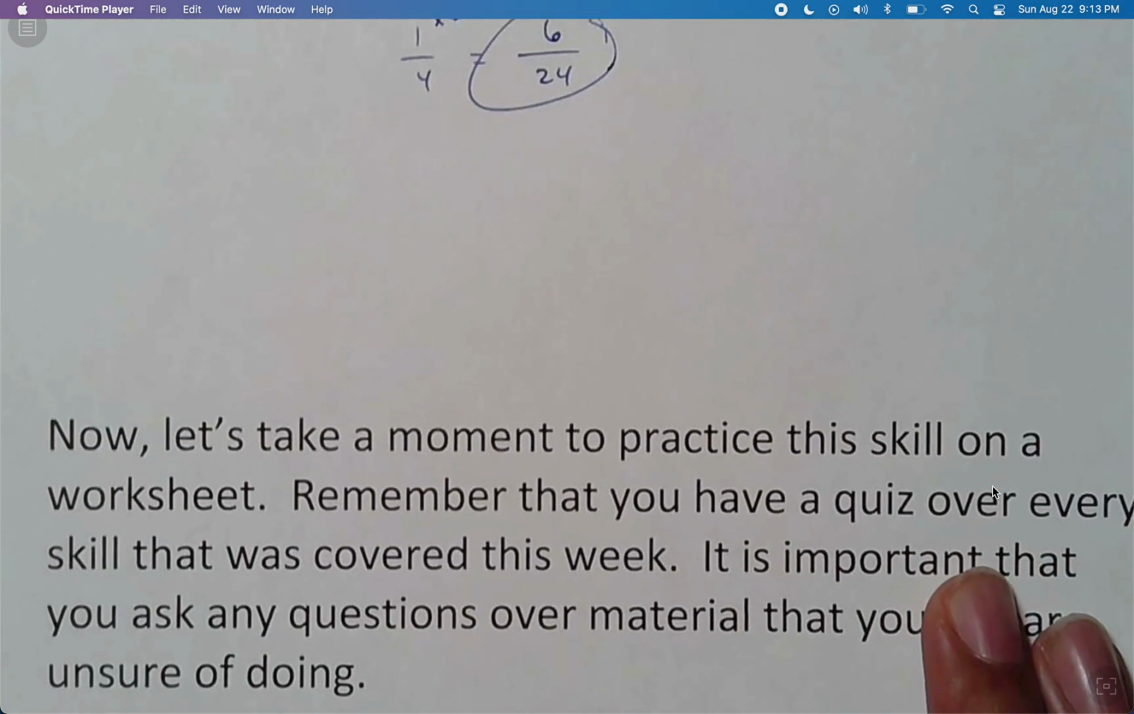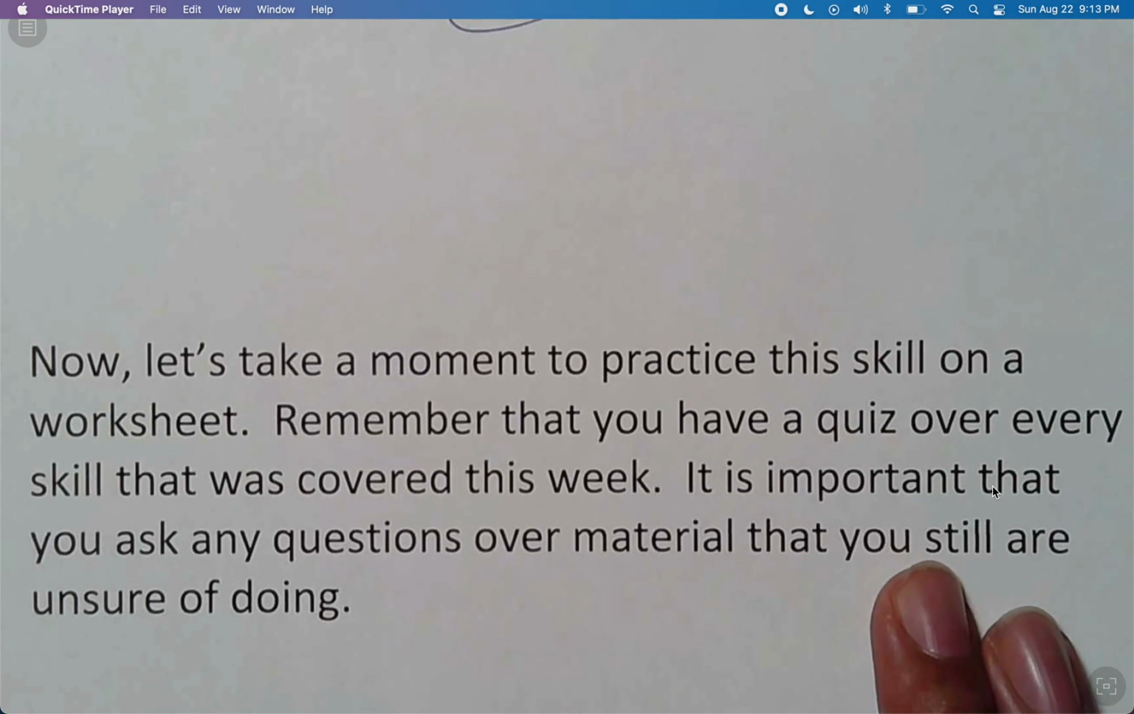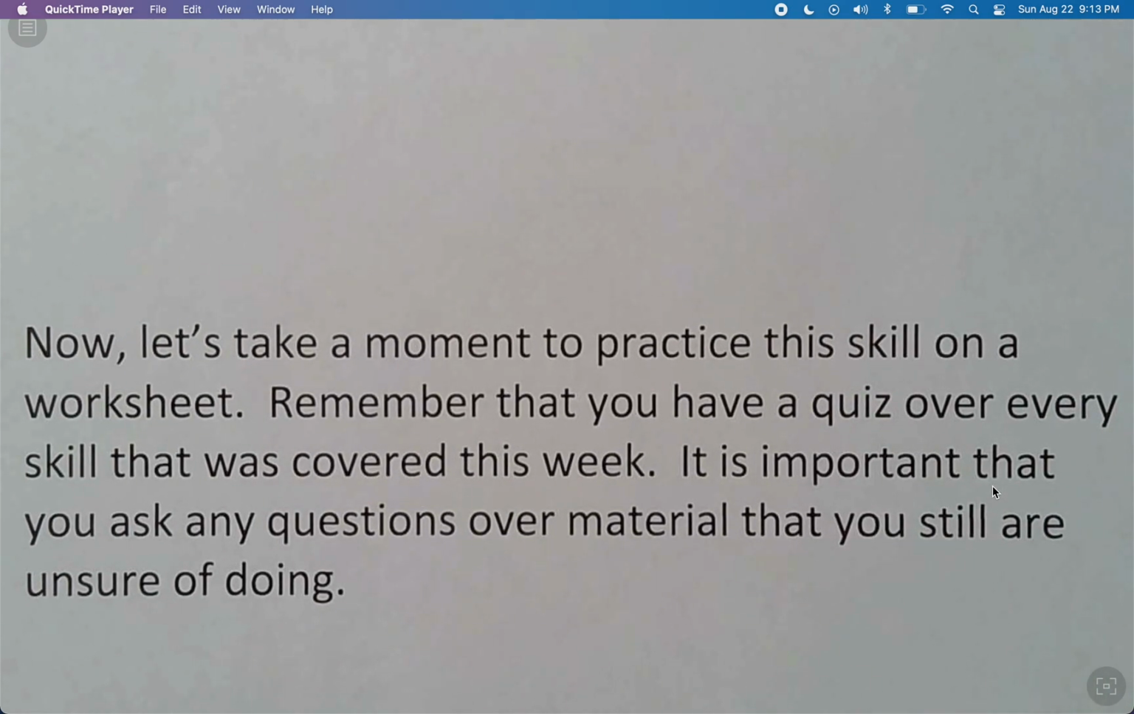So now let's take a moment to practice this skill on a worksheet again. Remember, you have a quiz on every skill that was covered this week tomorrow. It's important that you ask any questions over the material that you are still unsure of doing.